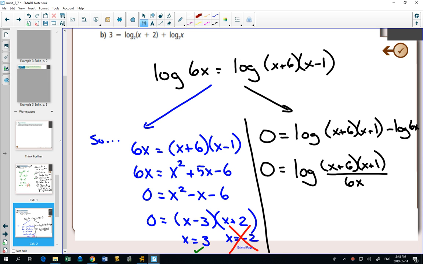But the minus 6x means we divide, right? So our log law for subtracting: if you're subtracting 2 logarithms, you can divide the arguments inside of one logarithm.